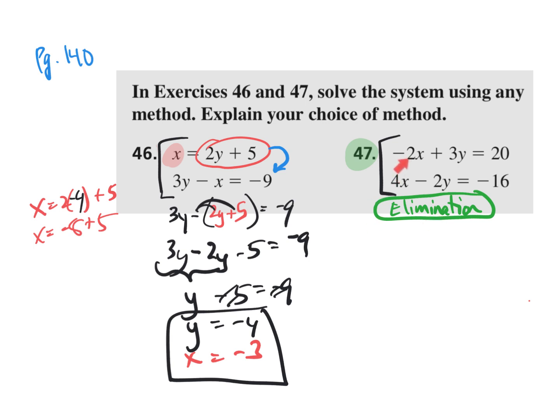Notice that if we multiply the top equation times 2, the coefficient on x would be negative 4. Negative 4x and positive 4x cancel each other out. Their sum is 0. The x's would be eliminated. And that's what we're going to do. Multiply the top equation times 2. When we do that, 2 times 20 is 40, 2 times 3y is 6y, and 2 times negative 2x is negative 4x. The bottom equation, we're going to leave it exactly as it is.